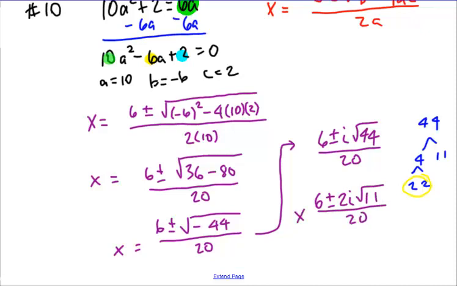This is what x equals. And then there's a 2 in every single piece. There's a 2 in the 6, there's a 2 in the 2, and there's a 2 in the 20. So I can take a 2 out of all of those, and I get x equals 3 plus or minus i square root of 11 over 10. And then this would be where our final answer goes. Okay?